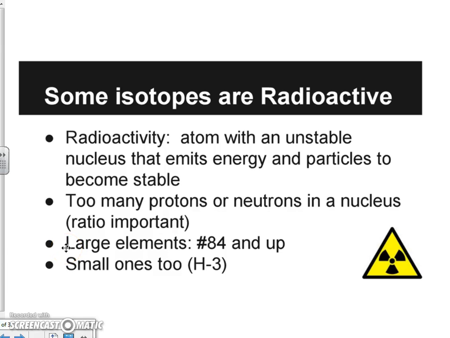Some isotopes are radioactive. So radioactivity is, by definition, an atom with an unstable nucleus. And because it's unstable, it emits energy and particles to try to become stable. So it starts getting rid of things until it's happy, till it's stable. Couple reasons for this: too many protons or neutrons in a nucleus. So this ratio of protons to neutrons is really important. Once you get to element 84, it doesn't matter. You are automatically going to be radioactive. You just have too much stuff stuck in that nucleus to be stable. And then there's some small ones too, like hydrogen 3 mentioned before.